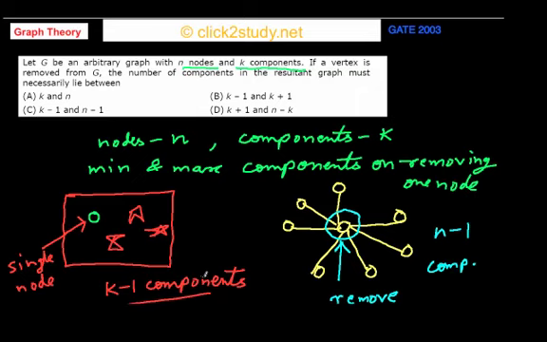So no matter what you do, your resultant graph must have the number of components lying between k minus 1 and n minus 1, and that's why option C is the correct option. No matter what you do, you cannot go lower than k minus 1 components, and no matter what you do, you cannot go higher than n minus 1 components, when you remove just one node.